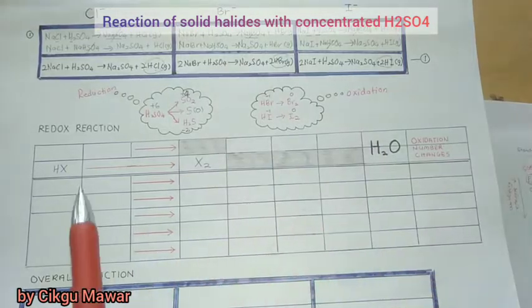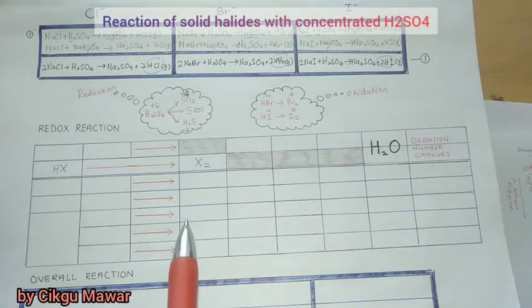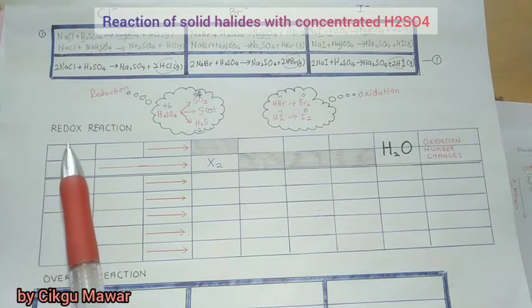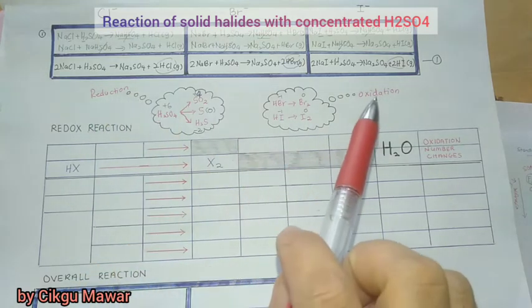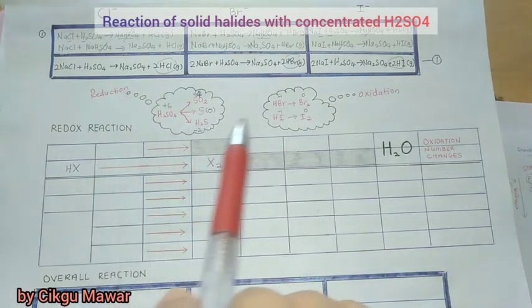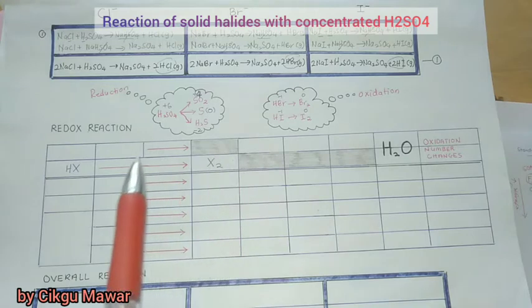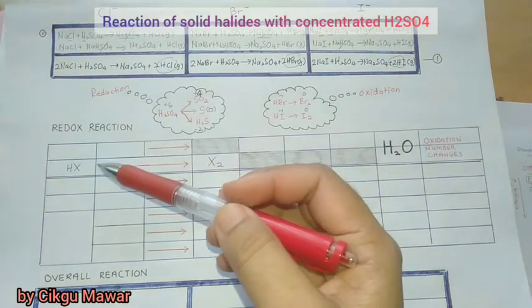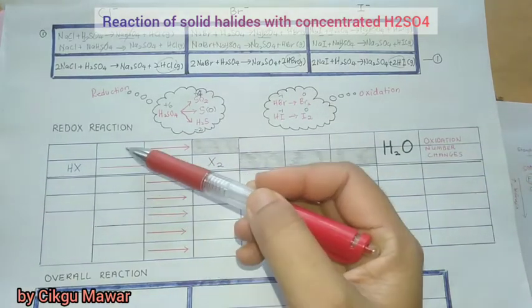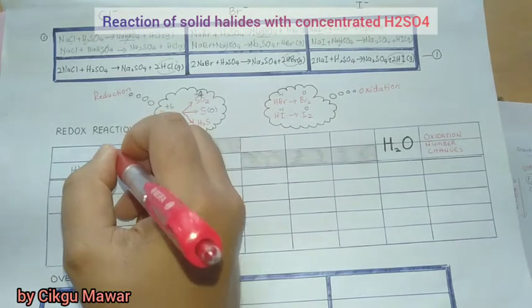Look at the redox reaction table. First, let's define the redox reaction, which is where the reduction and oxidation processes occur simultaneously. From this table, we can see that this is the hydrogen halide and this is the sulfuric acid.